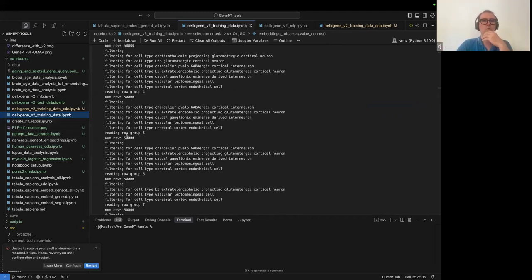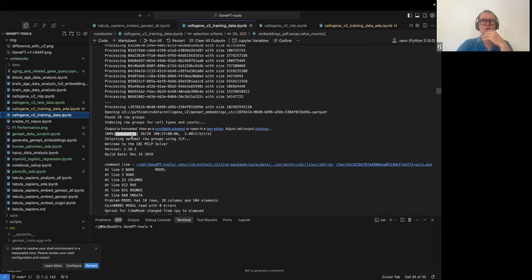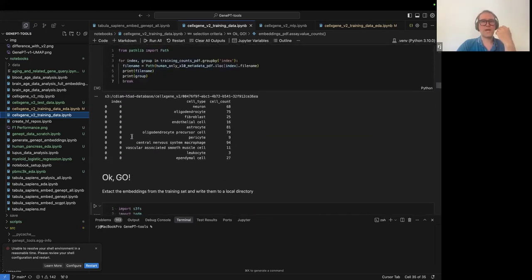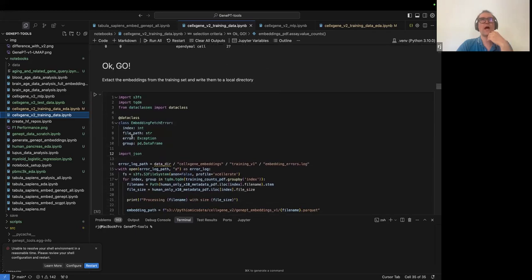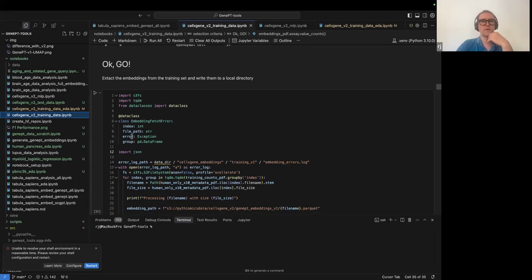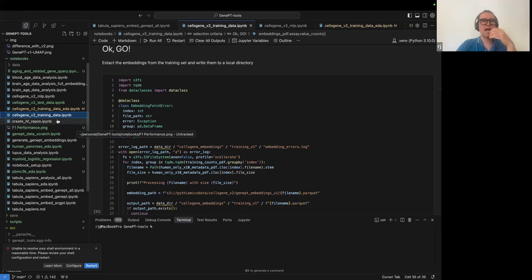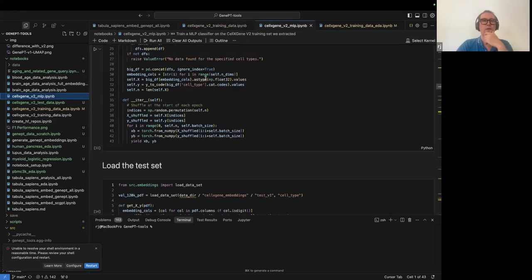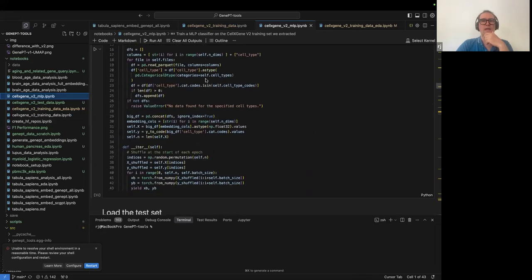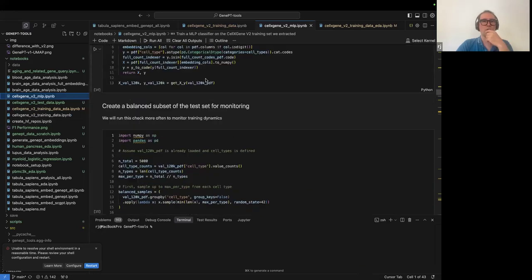So there's a whole bunch of work that I did. The vast majority of the training work was actually just figuring out how to get the training set out of the 100 million cells in such a way that it wasn't prohibitively expensive. I got down to about 5 million cells.